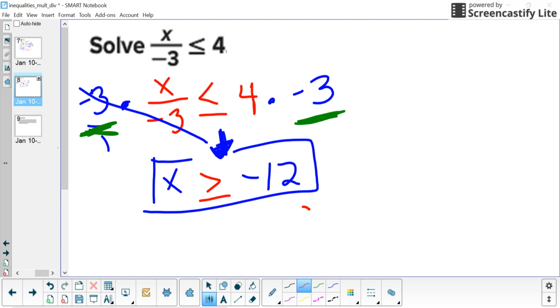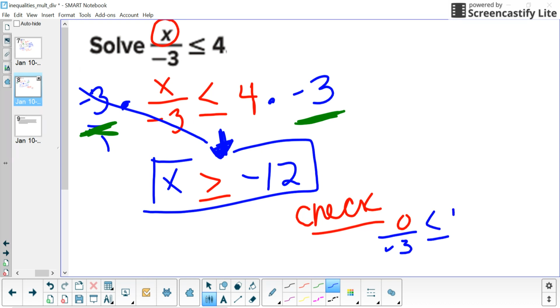Now, when you go to check, I'm going to plug in any number that is greater than or equal to negative 12. So an example of that would be, I don't know, 0, right? 0 is technically greater than negative 12. So I'm going to plug in 0 for this x. So 0 divided by negative 3 should be less than or equal to 4, which ends up checking out. 0 is less than or equal to 4.